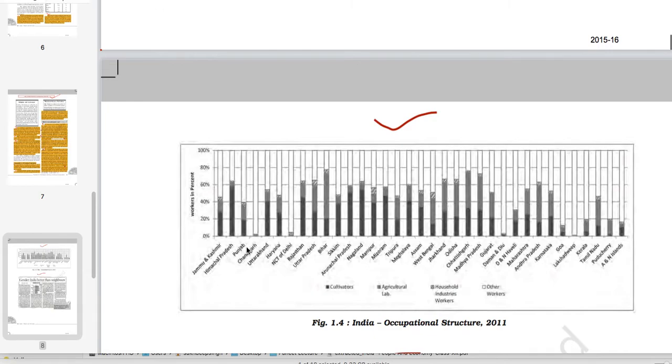Like in Punjab state, near about 20% of workers are cultivators, then 10% are agricultural laborers, then household industry work percentage is only 1 or 2, then the other people are engaged in other activities.